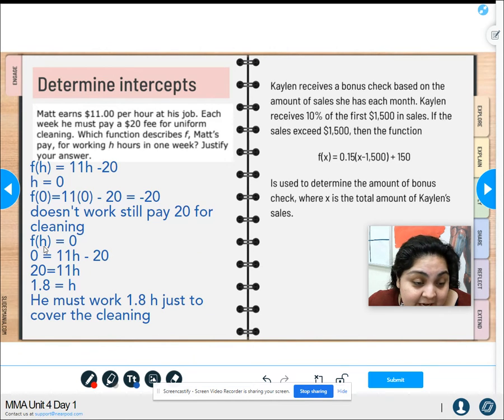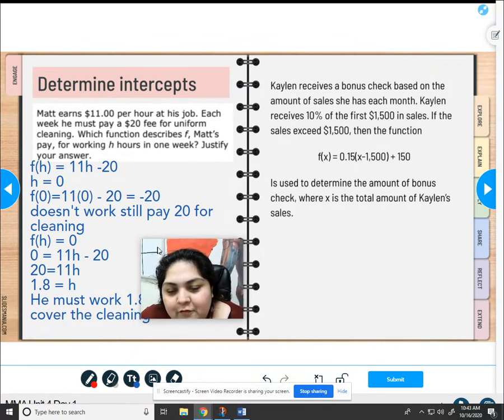F of h equal to 0, when y is equal to 0, is going to give us our x-intercept. So we added 20 to both sides, we divided by 11, and we got 1.8. So he has to work just 1.8 hours, and I put h for hours, just to cover the cleaning. All right, let's look over to this one.